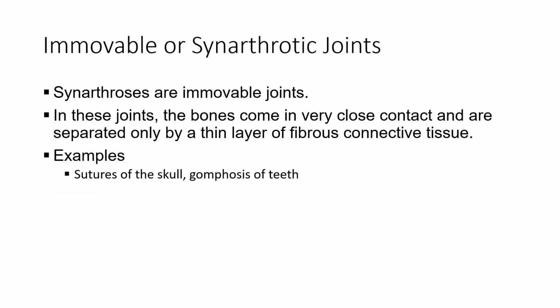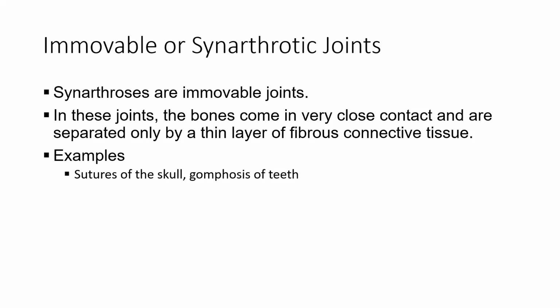Synarthrotic, the immovable joint. The bones are only separated by a very thin layer of what we call fibrous connective tissue. It's almost like they're held in place by these fibers. Again, the sutures of the skull are a synarthrotic immovable joint with fibrous connective tissue. The gomphosis is the socket of the tooth. Our tooth is held in place by a periodontal ligament. A periodontal ligament is very strong. It's fibrous connective tissue, and it's probably collagen fibers in there holding it there.